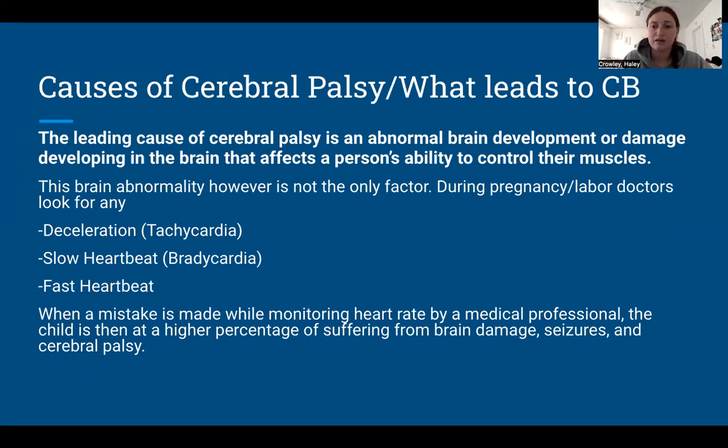During pregnancy and labor, doctors look for any deceleration, slow heartbeat, or fast heartbeat. When a mistake is made while monitoring heart rate by a medical professional, the child is then at a higher percentage of suffering from brain damage, seizures, and what leads to cerebral palsy.